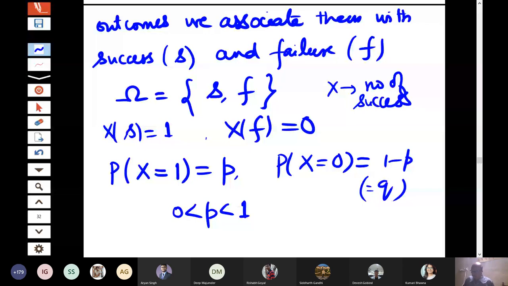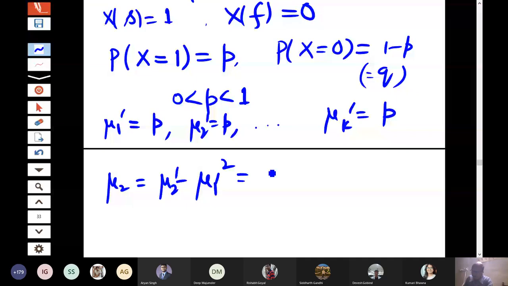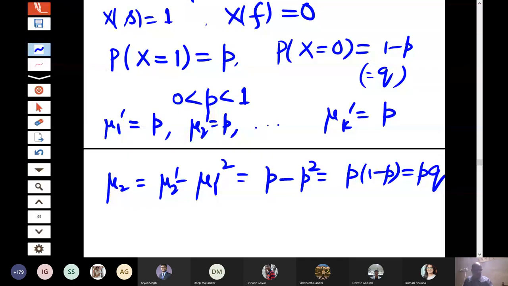Since here the values of the random variable are only 0 and 1, what will be the moments? The power of 1 and 0 does not change the value. So all the moments are p. For example, mu1 prime is p, mu2 prime is also p, and so on. Mu k prime is also p. All the moments are the same. So you can calculate the variance: it is mu2 prime minus mu1 prime squared, so that becomes p minus p squared, that is p into 1 minus p, or we also write it as pq.